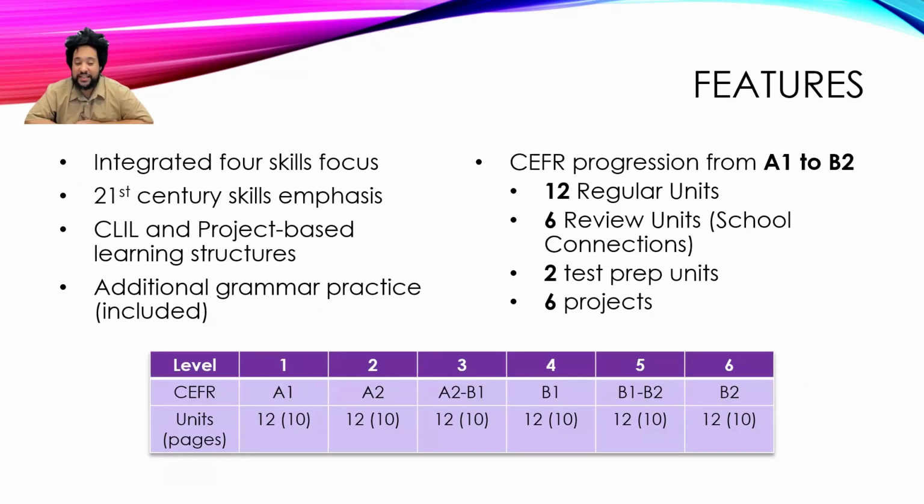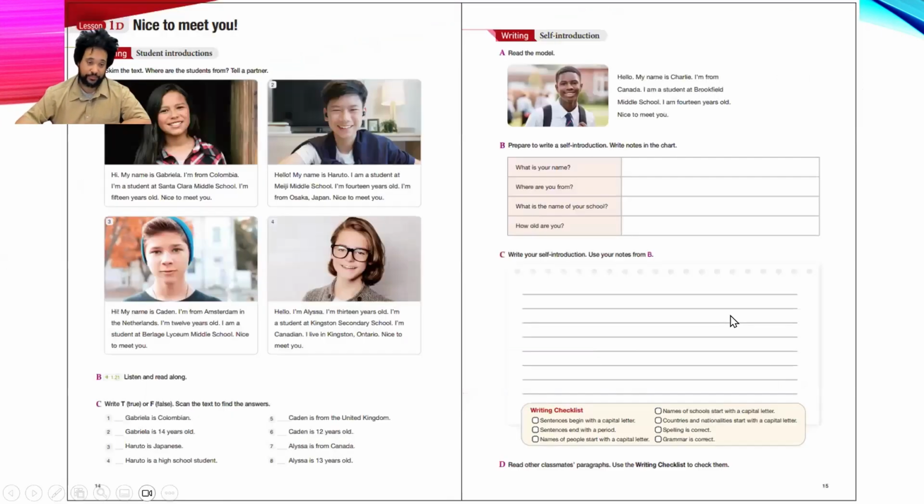Basically, for the 6 levels, as I mentioned before, the CEFR level starts at the A1 level and goes up to the B2. Within a book, there are 12 regular units and then 6 review units, which we call school connections units. These are CLIL-based and project-based in structure. And then included, there are 2 test prep units, and these test prep units are designed to look like the YLE assessment as well.